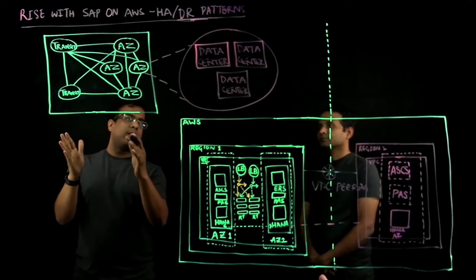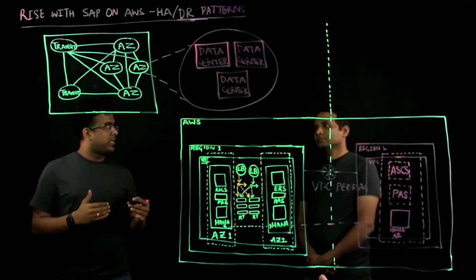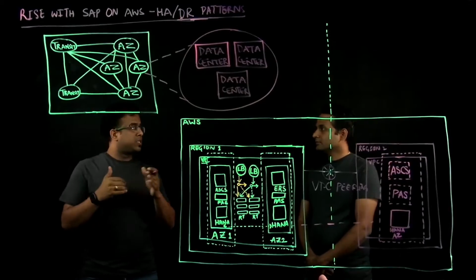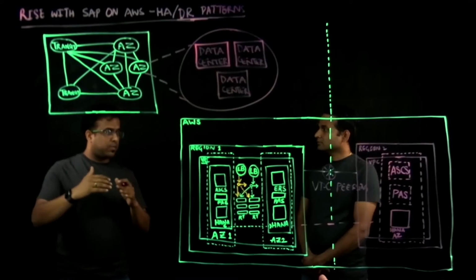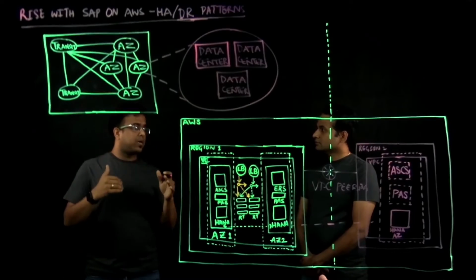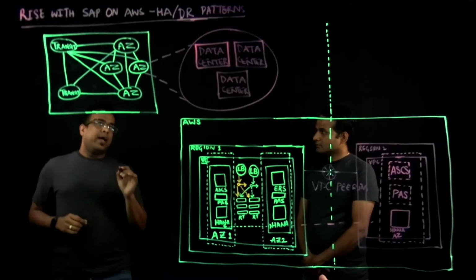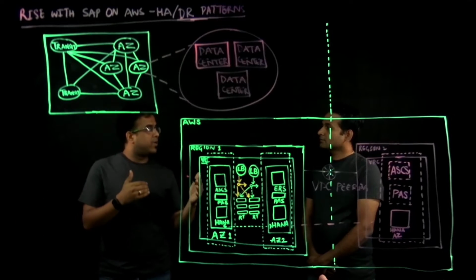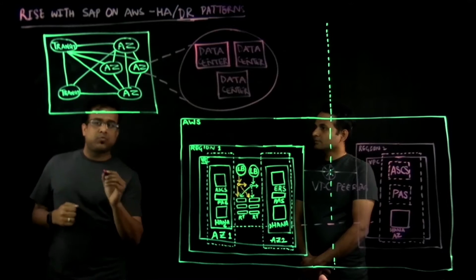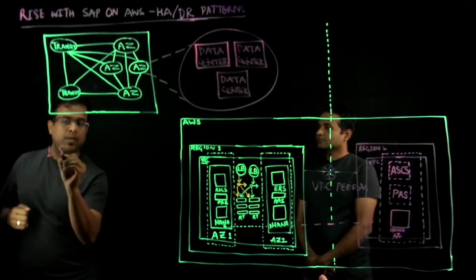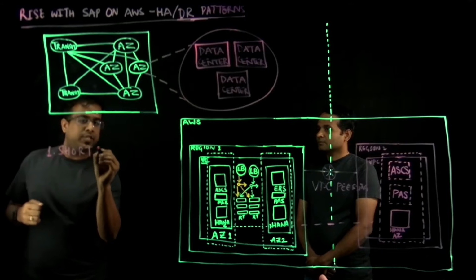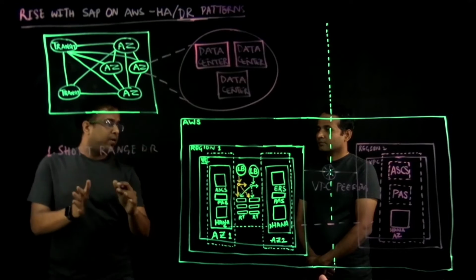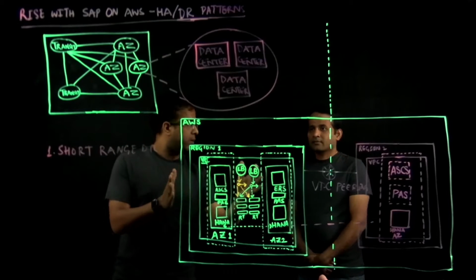Now, because of our availability zone design in a region, the way availability zones are placed up to 60 miles apart in a region, it gives extra flexibility for designing HADR patterns. So the first option is short range DR. Short range DR is a design pattern in a single region with multiple availability zones.